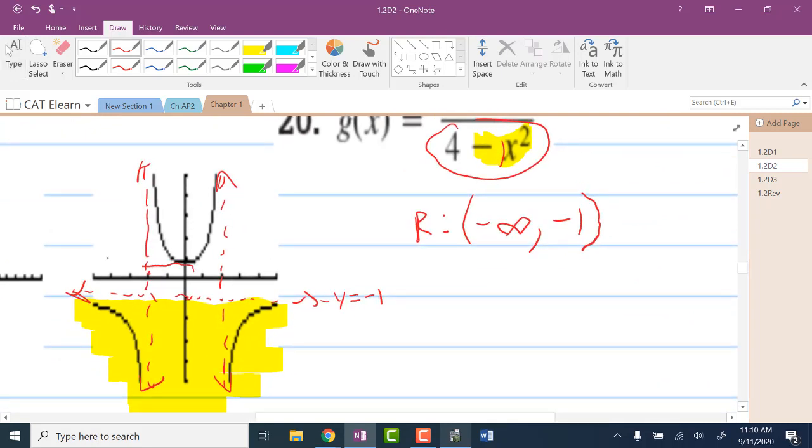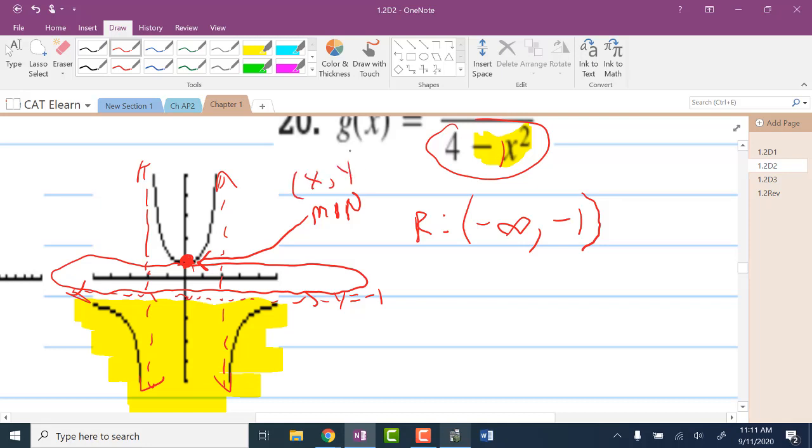There is a big gap in the range right here. The graph does not exist for these y values. As a matter of fact, the range begins again in what's called the minimum. So you go to your calculator and find the relative minimum, and whatever that y value is, that is the start of the next chunk of the range. Why is it off to infinity? Because then the graph starts taking off and covering all of these y's.